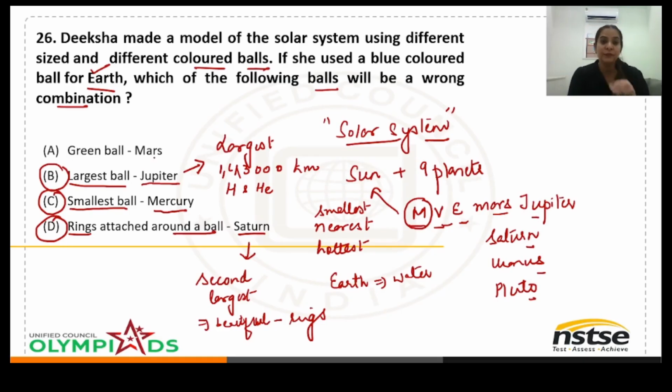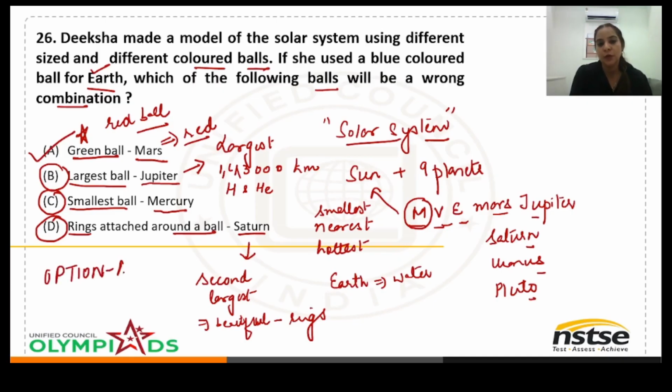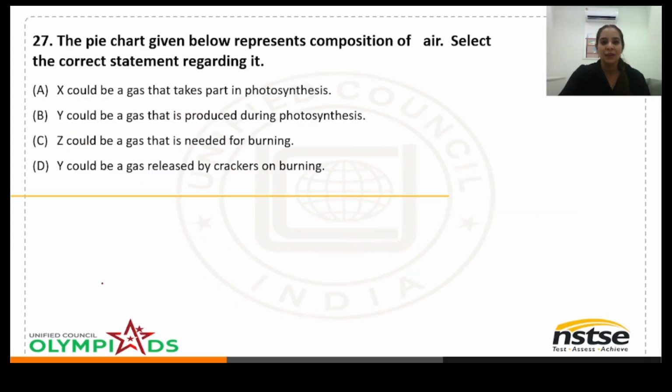But now if I talk about Mars, it cannot be indicated by a green planet. Instead, what we can use is a red ball. The reason being, Mars's surface is red. So that is why the green ball is not right to use in order to represent Mars. Instead, she should have used a red ball. So here the one which will be a wrong combination is option A. I hope you understood. Okay, let's move on to next.